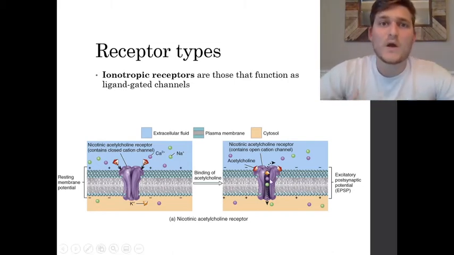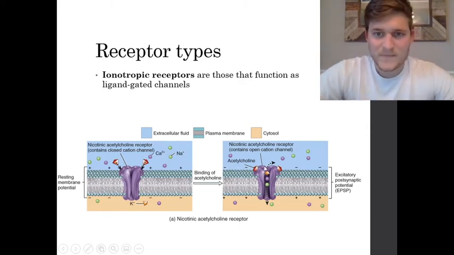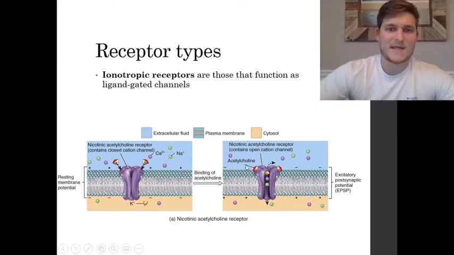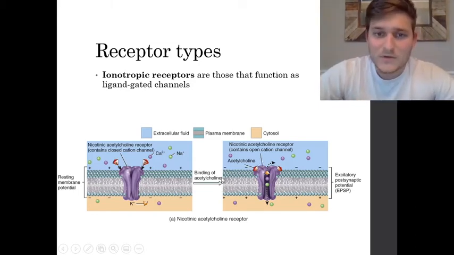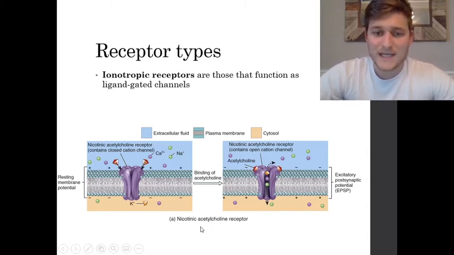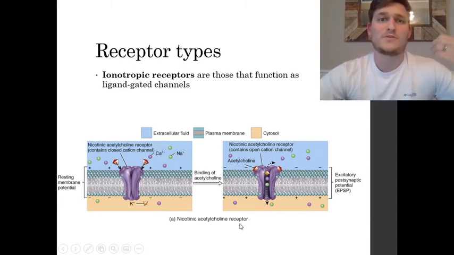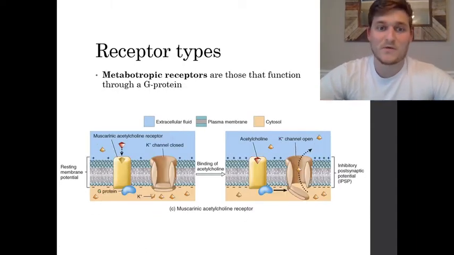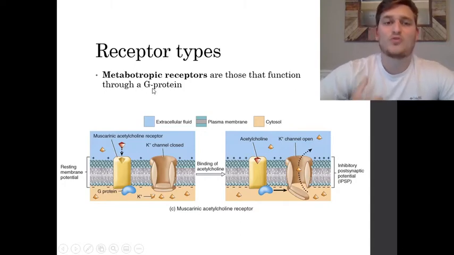Here you can see one example of a neurotransmitter and its receptor. So this neurotransmitter, acetylcholine, is released and has many different functions depending on what cell it is going to bind to. But this ionotropic receptor, we call those nicotinic acetylcholine receptors. But acetylcholine could also bind to different types of receptors. And so here we see what's called a muscarinic acetylcholine receptor, which is a type of metabotropic receptor.